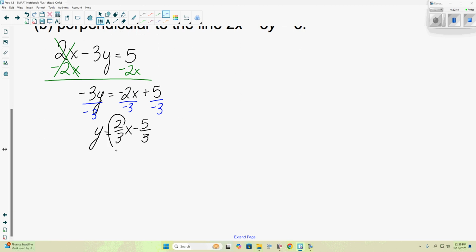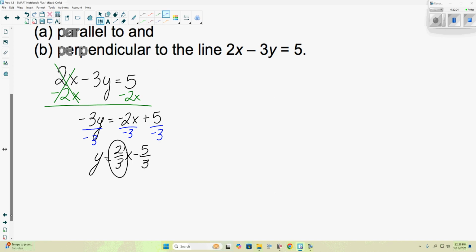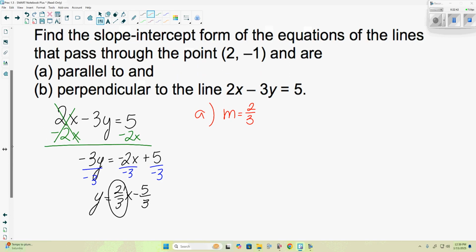Now, the main thing we wanted for this is to figure out the slope. And the slope of this original line is 2/3. So when we find the line that is parallel to it, the parallel slope is also going to be 2/3. And we can use the point that's given with our point-slope form. So we'd replace y1 with -1. We'll replace m with 2/3. And we'll replace x1 with 2.